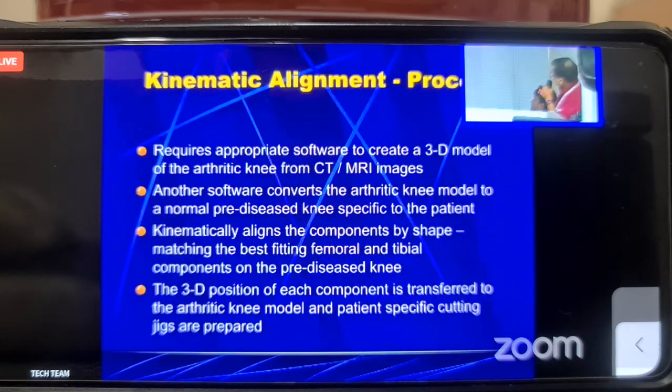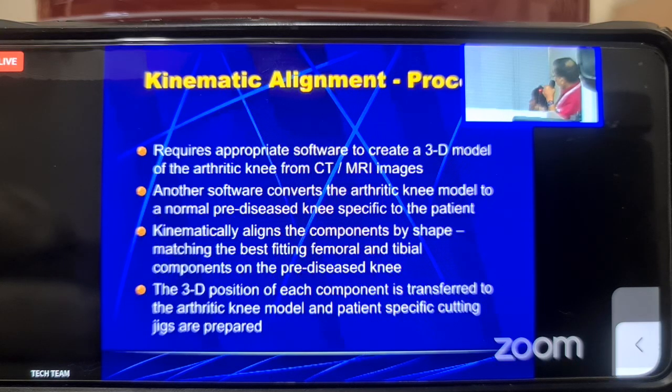So, what is the process? It requires appropriate software to create a 3D model. This was in the pre-robotic days. Today you don't need it. Once you have the robot, you can tinker every 2 degrees or 1 degree or half degree, and then you can actually achieve the same thing.